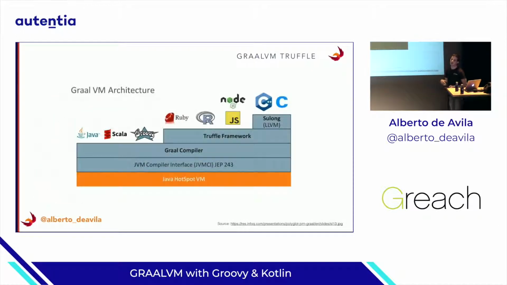Let's review the architecture of GraalVM. In this picture, you can see that Truffle is on top of the Graal compiler. Truffle enables us to create new interpreters. So you have here some examples of new languages that can be executed in an image, for example. But maybe in the future we will have more languages.